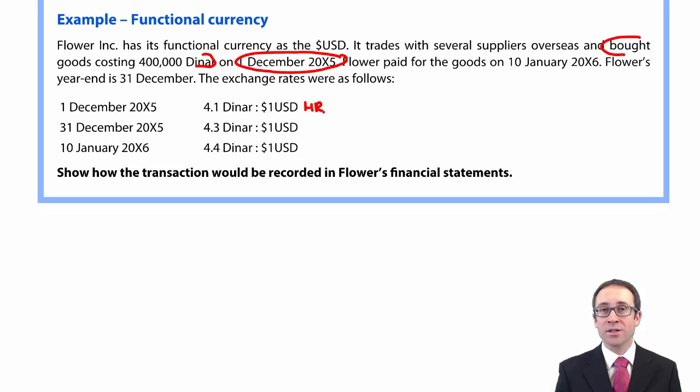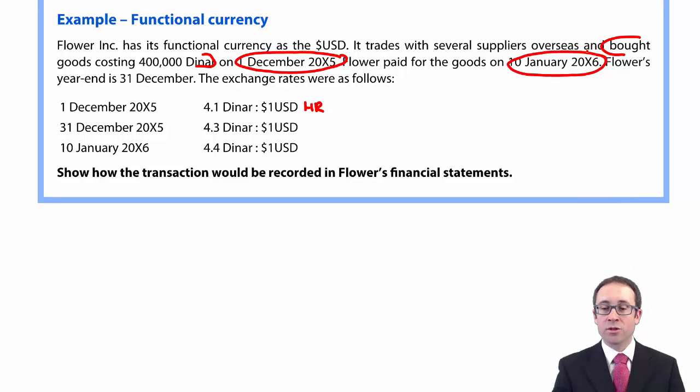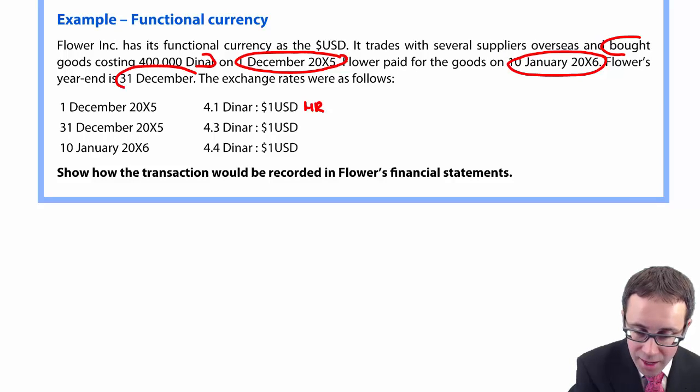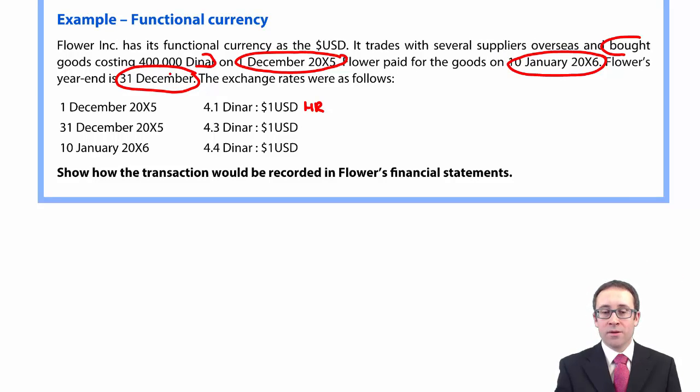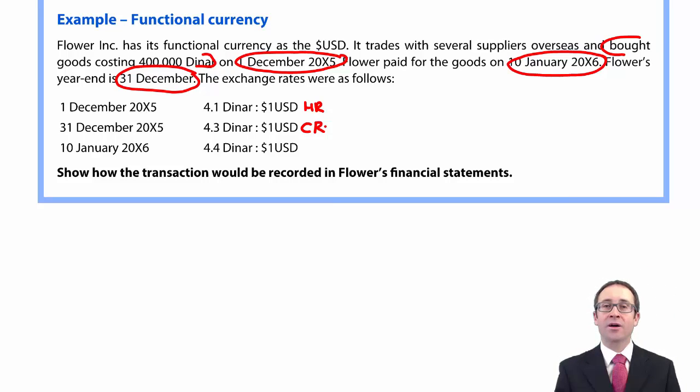We then need to look at what happens at year end, don't we? Because it says that we then paid for the goods on the 10th of January 20x6. If we have a year end of the 31st of December 20x5, well, at the end of the year, we need to look at the monetary and the non-monetary items. So the monetary item will be the payable. The non-monetary item is that purchase, which effectively is the inventory. And the inventory, the non-monetary item, we do not retranslate. And the payable, the monetary item, we will translate, won't we? So the monetary item will need to be translated at that closing rate, won't it?